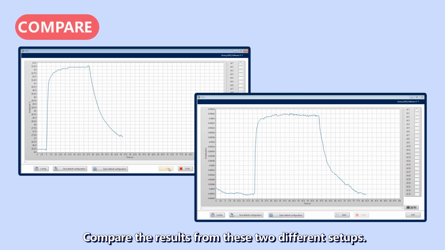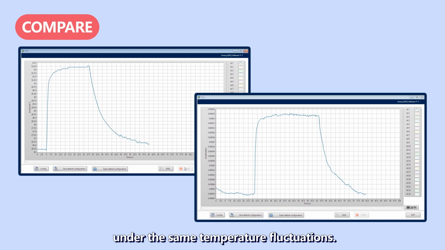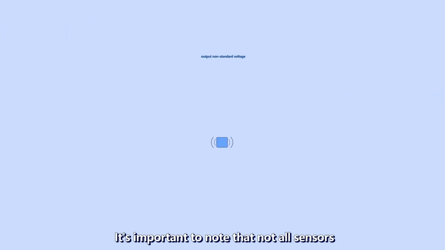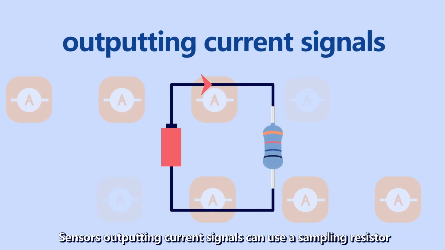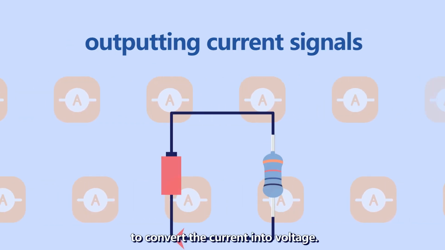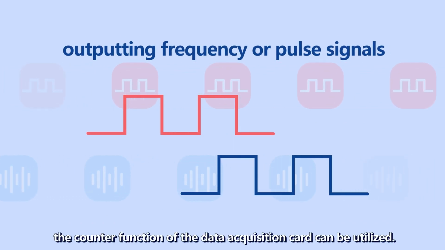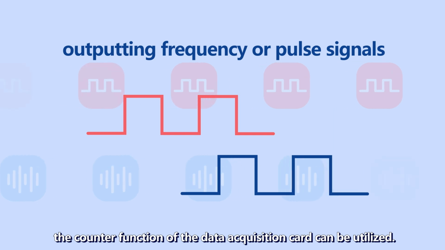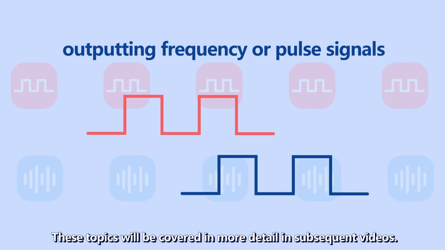Compare the results from these 2 different setups. You will be able to clearly discern the quality of data waveform under the same temperature fluctuations. It's important to note that not all sensors that output non-standard voltage need to be connected to a transmitter. Sensors outputting current signals can use a sampling resistor to convert the current into voltage. For sensors outputting frequency or pulse signals, the counter function of the data acquisition card can be utilized. These topics will be covered in more detail in subsequent videos.